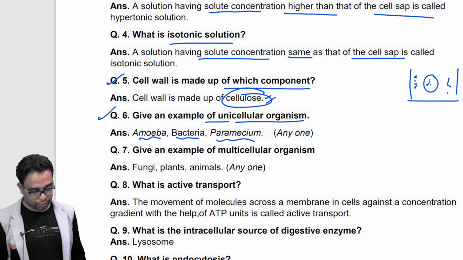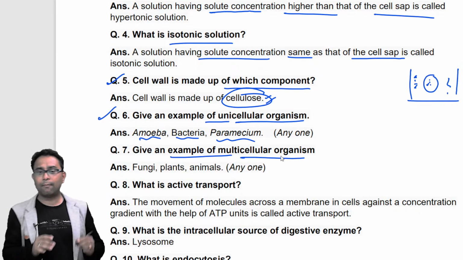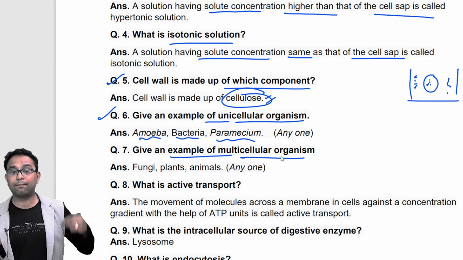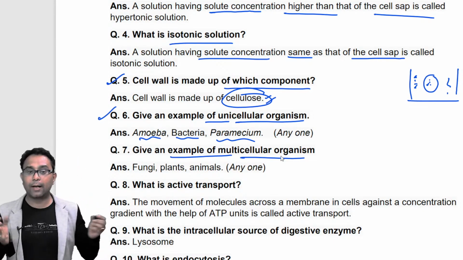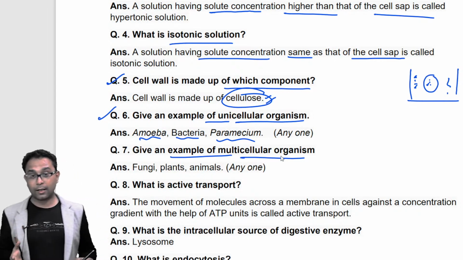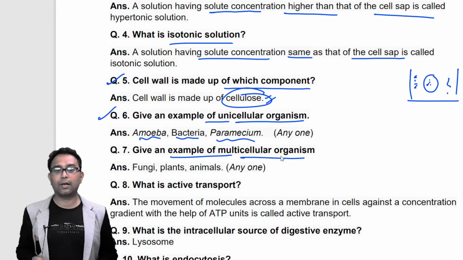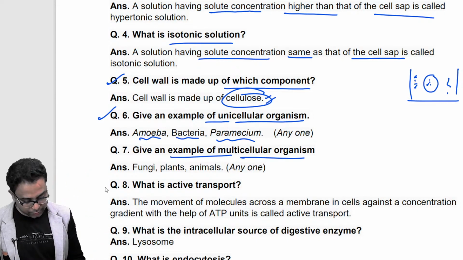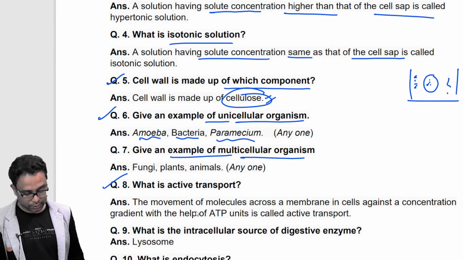Now we go to the next question. Give an example of a multicellular organism. Multicellular means they have multiple cells in their structure, right? So this is called a multicellular organism. Like human beings, like fungi, like all plants, like all animals belong to the multicellular organisms, right? Now we go to question number 8.